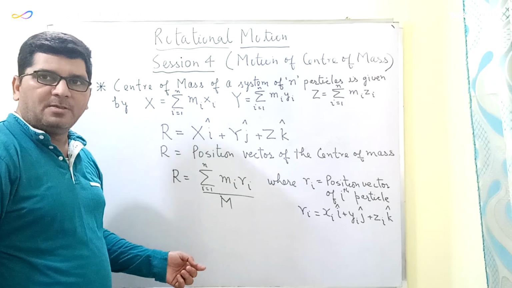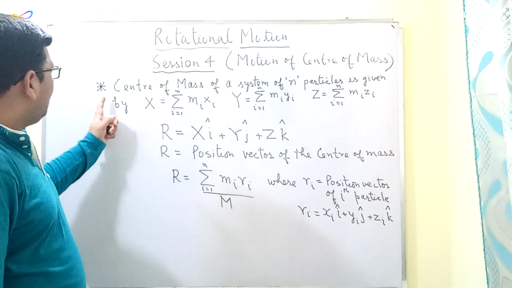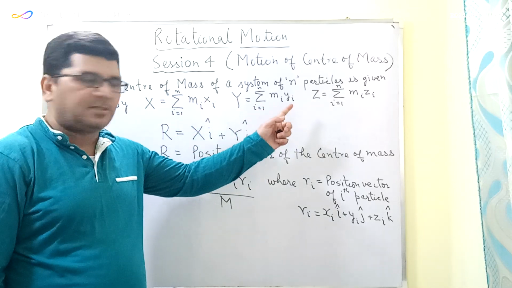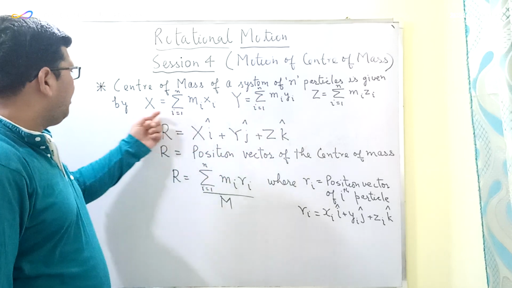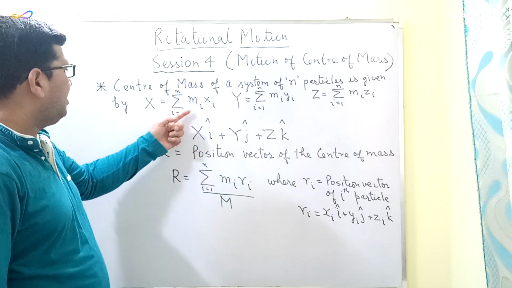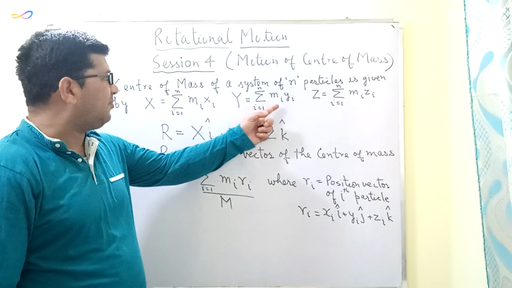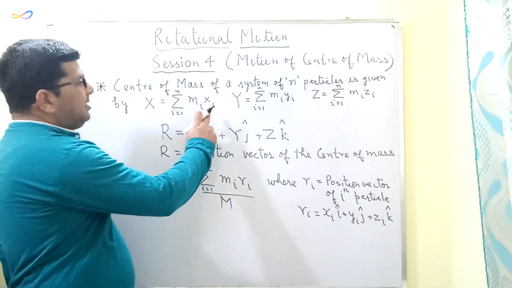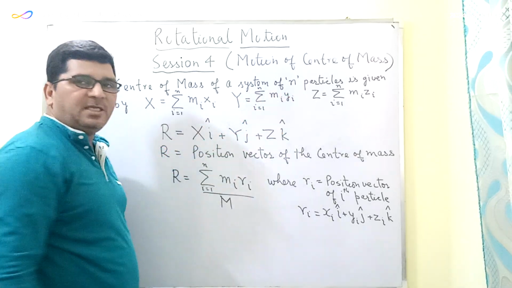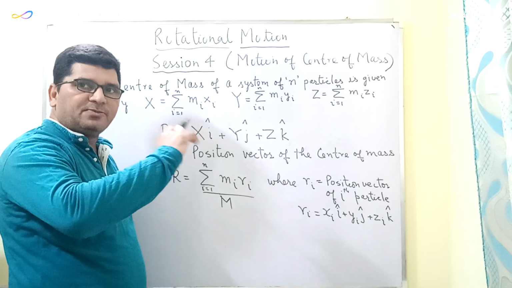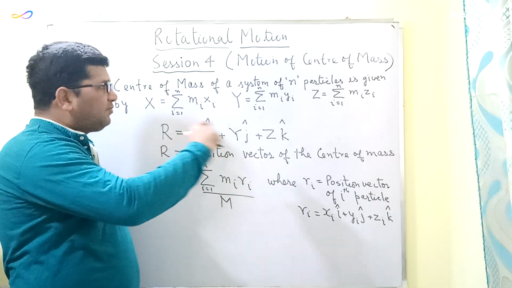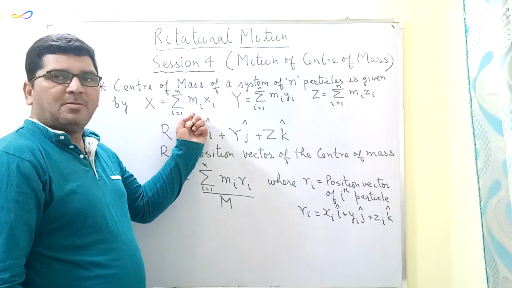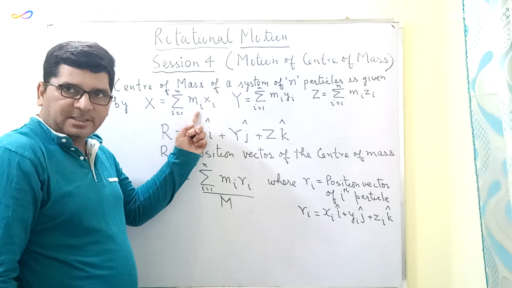Before proceeding further, the first important point is that the center of mass of a system of n particles existing in space is given by x equal to summation mixi, y equal to summation of miyi, and z equal to summation of mizi, where xi, yi, and zi are the distances of the individual particles along the x, y, and z axis from the origin, and mi is the mass of the ith particle.